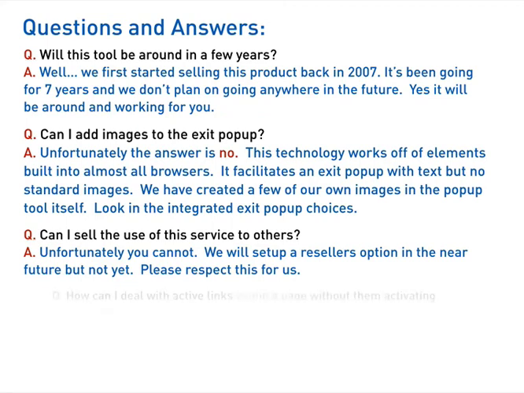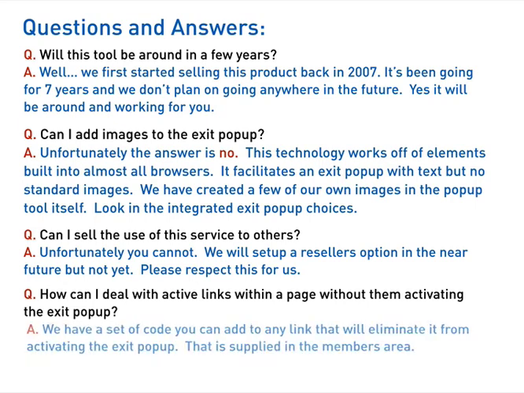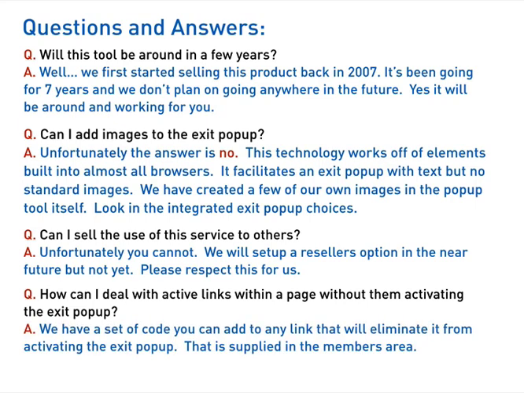And then the last question that we'll address right now is, how do I deal with active links within a page? Basically the exit pop-up is kicked off when you leave the page in some way, shape, or form. That can be done by reloading the page, by closing the page, or you can hit a link on a page to leave it. So what we've done is we've supplied some code that you can add to any active links within a web page that will eliminate that link from activating the exit pop-up. That's in the members area.